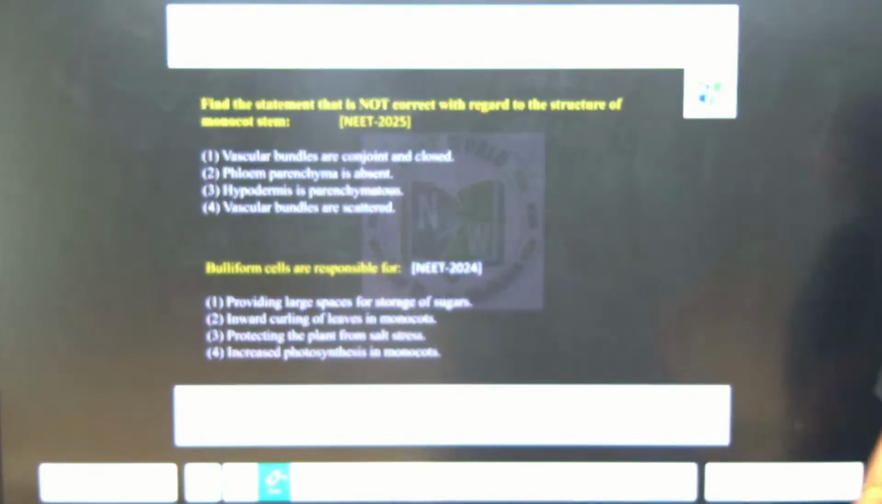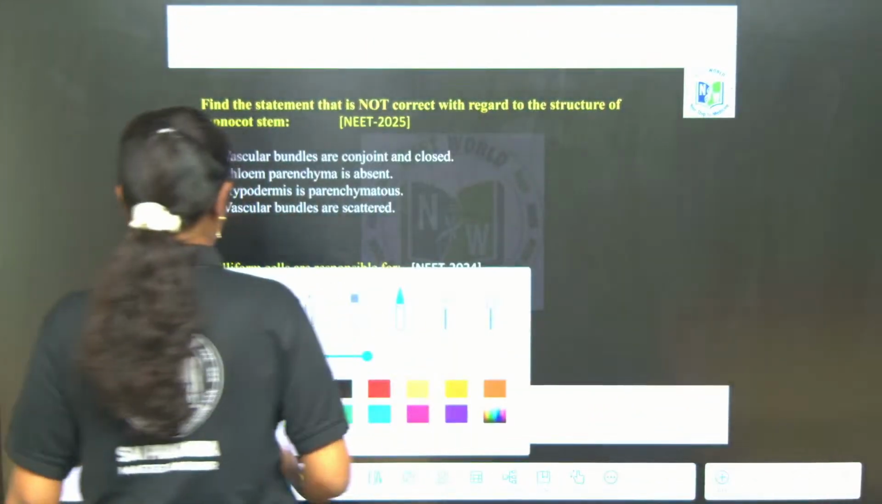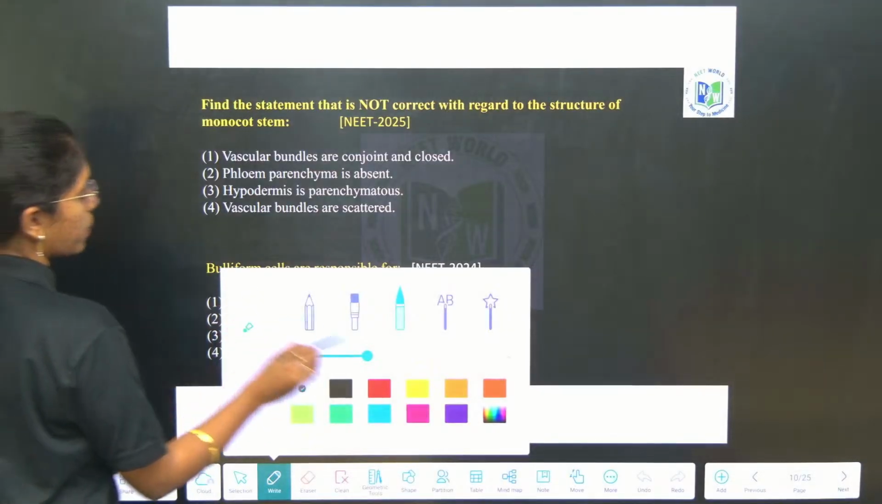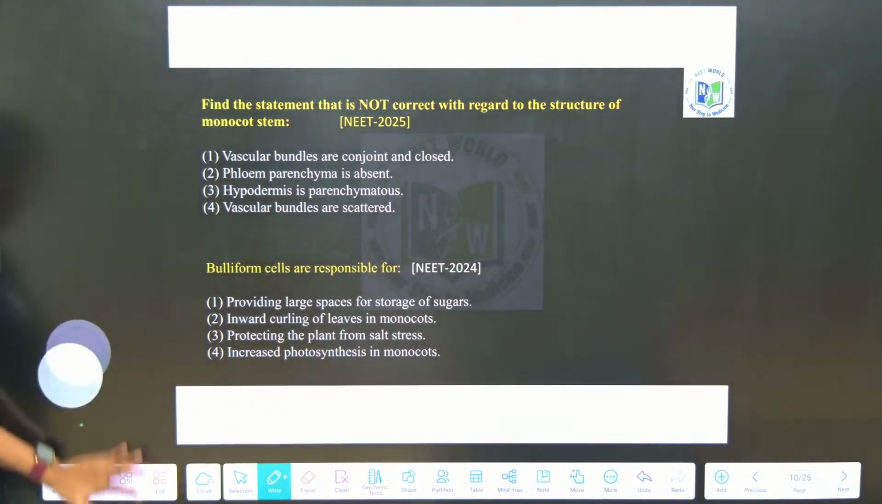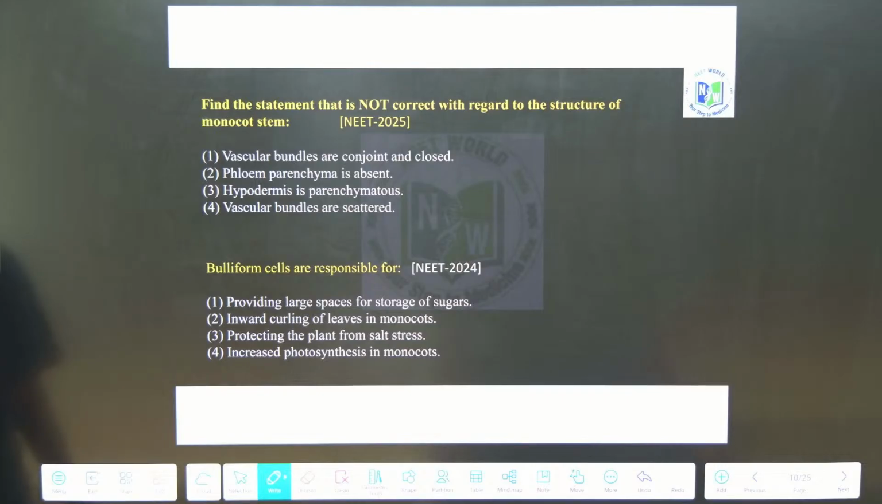Recent asked question, NEET 25. Try it out. No problem, I will help you. Online students, even you can answer. Very good evening. Start answering the objective questions. NEET previous year questions. First question.